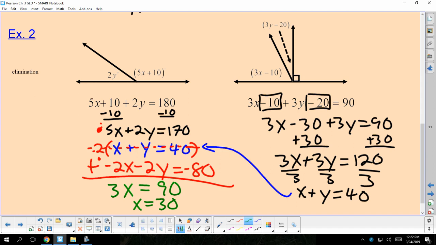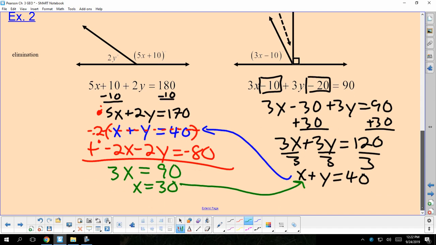Then why not just use this guy right over here? Drop it in there. 30 plus y equals 40. Y equals 2.